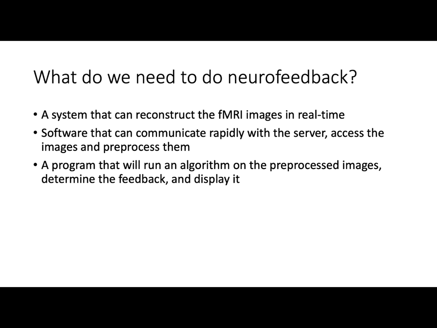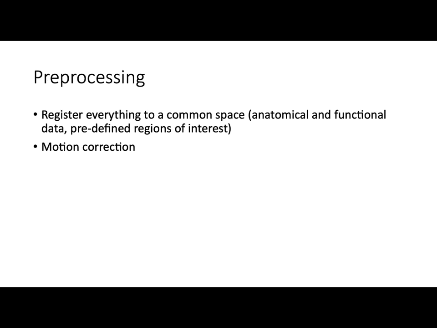And then we need a program. Now we have the pre-processed data that AFNI gives us, so we need a program that will run an algorithm on the images, determine the feedback, and display it. This is really the meat of the neurofeedback, because this is where what kind of neurofeedback you want to do comes in. You decide which part of the signal you want to look at, what you want to do with it, what kind of feedback you want to give the participants. I'll get into that in a moment.